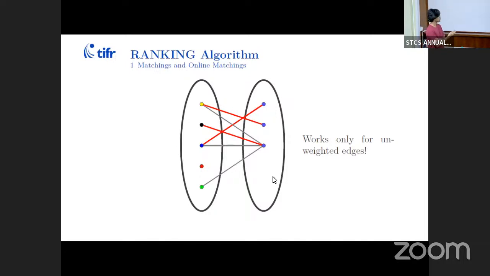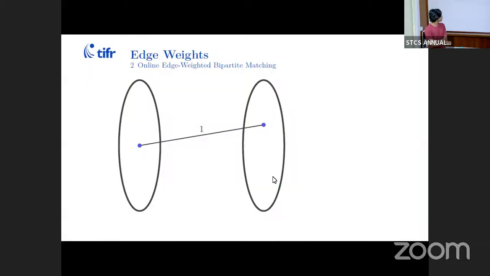So now we will be looking at edge weights. Let us look at the following. One vertex arrives and it has an edge weight of 1 to an offline vertex. And we ask: do we match this edge or do we not?